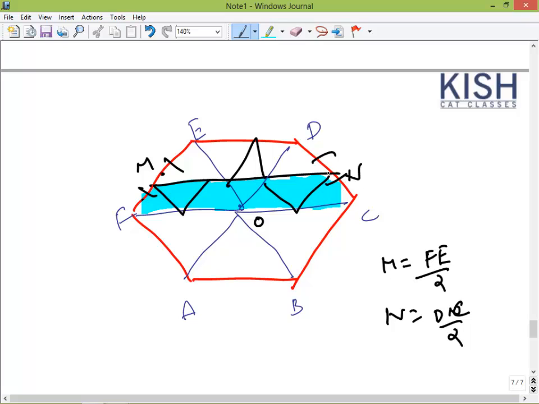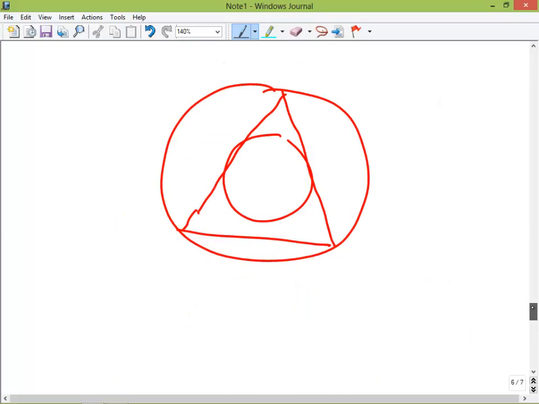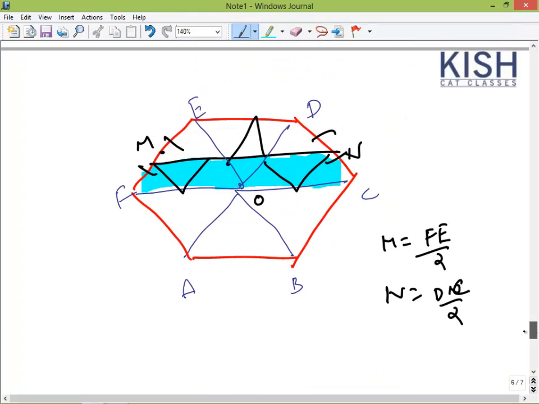So how many triangles are there in the shade? 1, 2, 3, 4, 5, 6, 7. How many total triangles are there for every triangle? That is exactly 4. 4 into 6 triangles, 24. Out of 24, 7 are shaded. Now I just concentrate on the previous question. This question only.